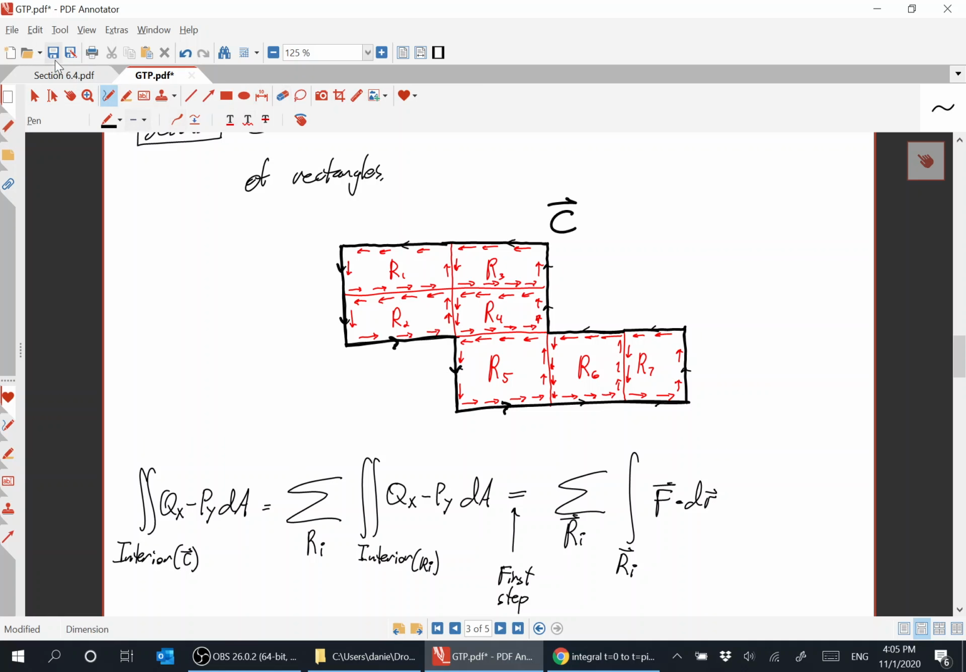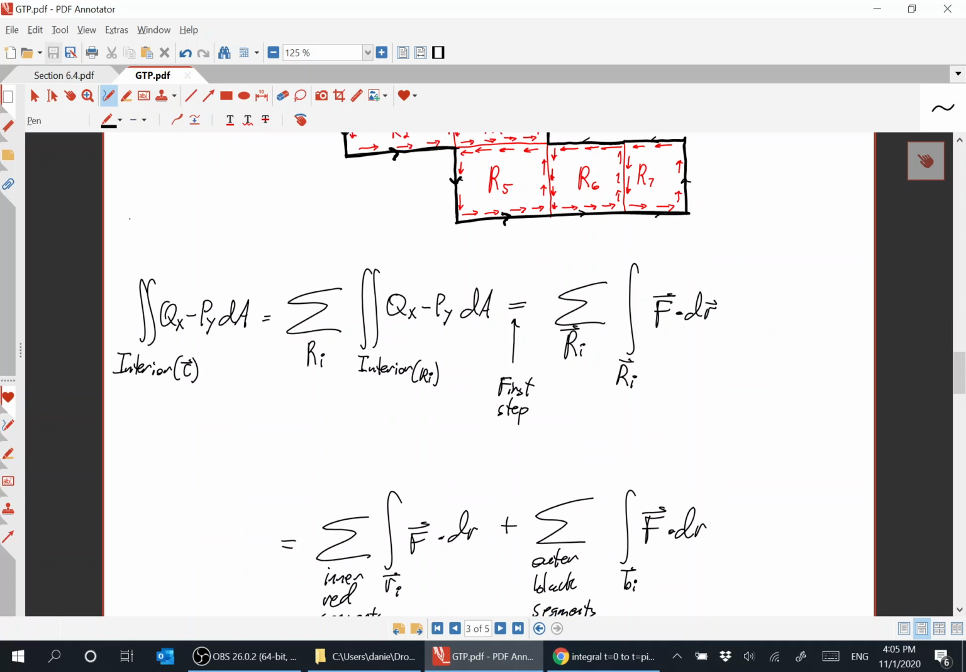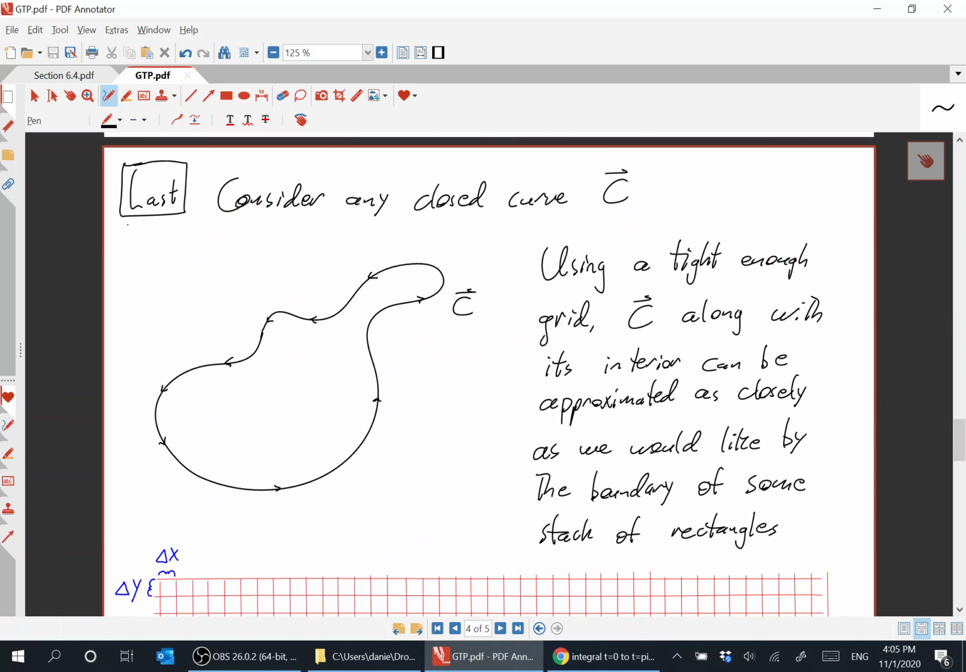Step 3. Consider any closed curve C. Now we get to the full generality of Green's theorem. You've got a closed curve C. In the calculus that we're doing, these curves are simple closed curves. They're well behaved. They don't wiggle around too much.